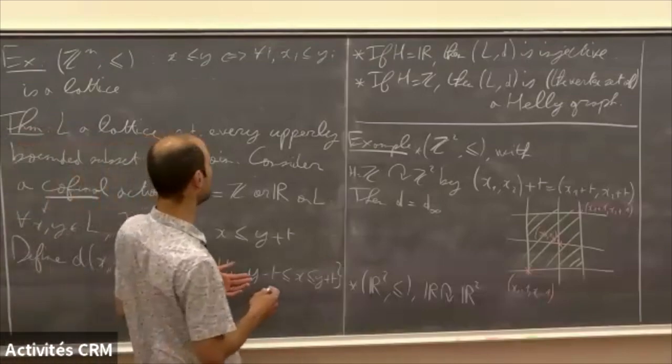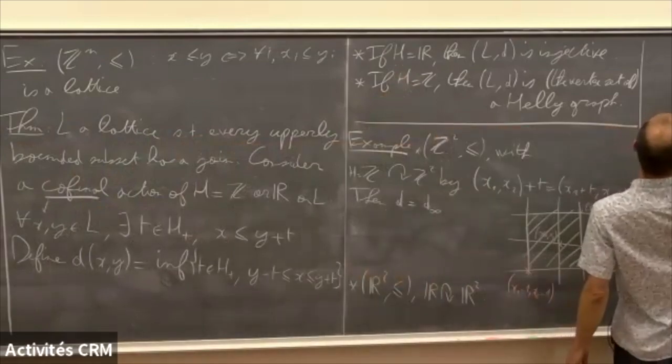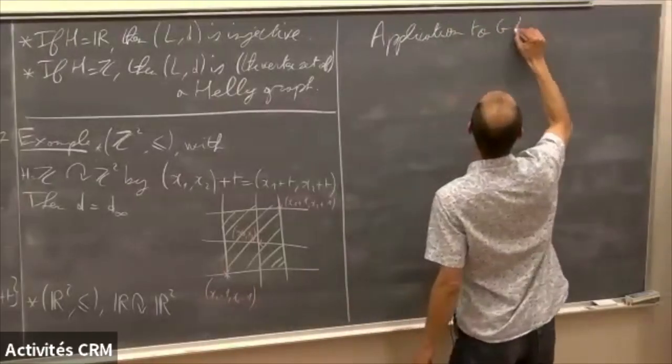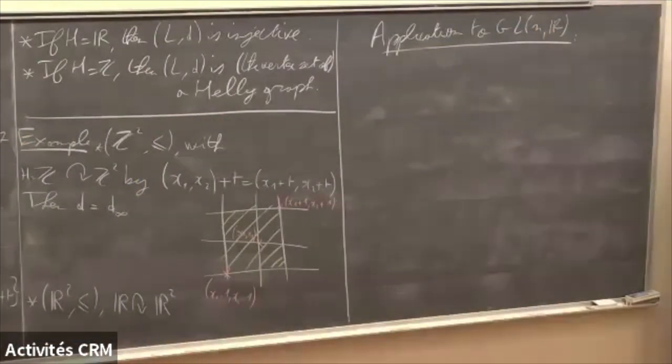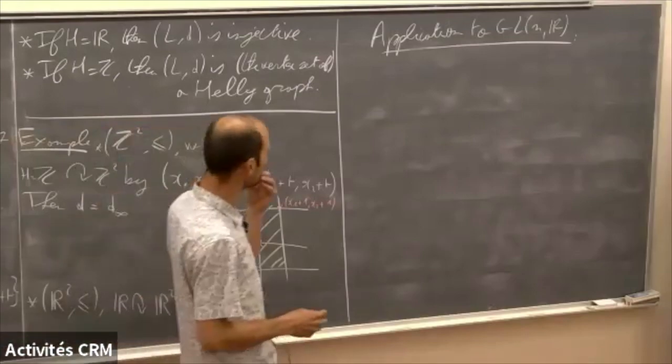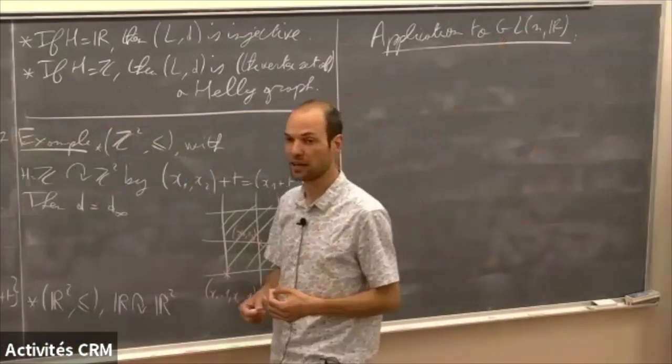What's the nicest application of this to the case of R is the application to GLn(R). So the other kind of lattices, which are réseaux. Okay, so why am I saying GLn(R)?